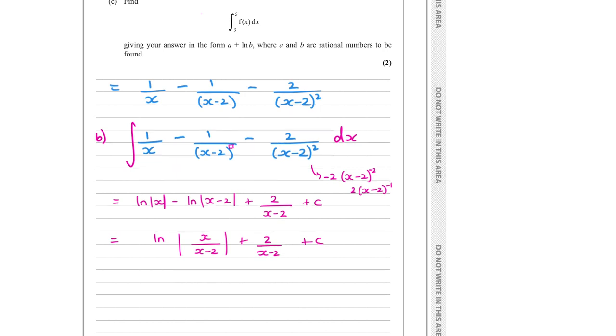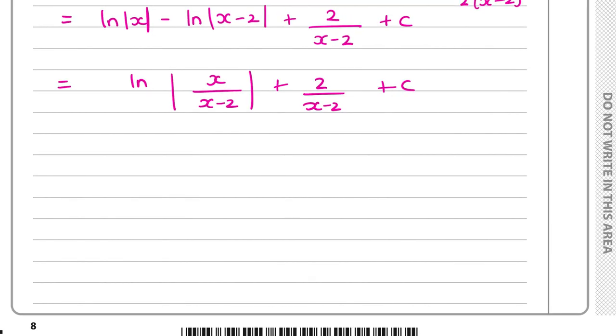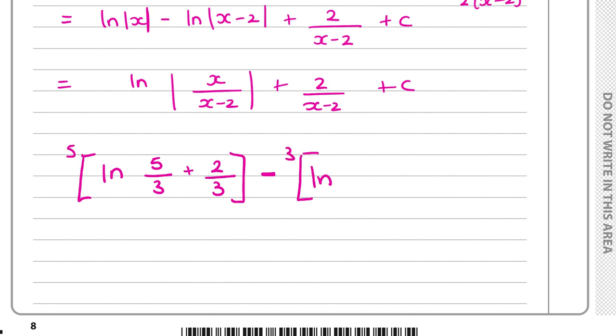Then, part C, we need to integrate between 5 and 3, and it wants it to be rational. So I'm going to do the same, but this time between 5 and 3. So if you think I'm going to have ln of 5 over 5 minus 2, which is 5 over 3, plus 2 over 5 minus 2 is 3, minus ln of, and now I'm going to substitute 3 in, 3 over 3 minus 2 is 3, plus 2 over 3 minus 2 is 2.